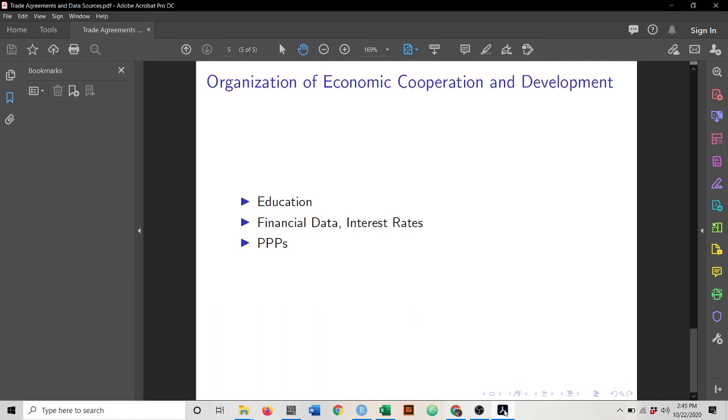Education, they might have financial data, so interest rates, other things, savings rates, things like that. And so that might be nice if you're comparing across different countries. They've got estimates for that purchasing power parity available as well, to kind of help with some of those.